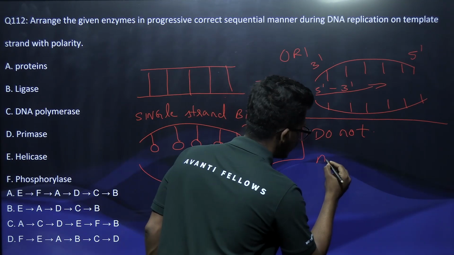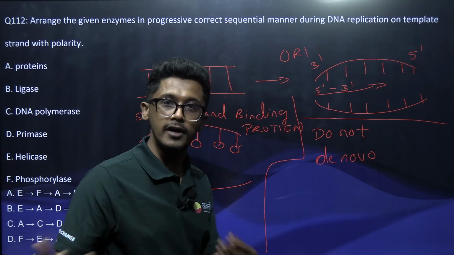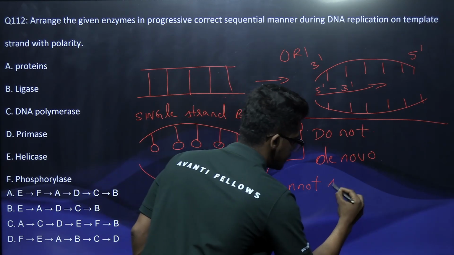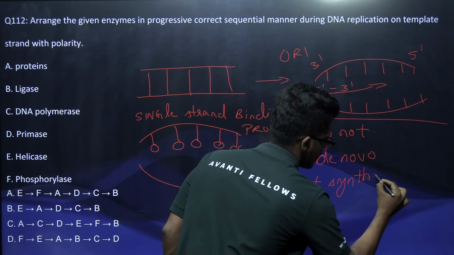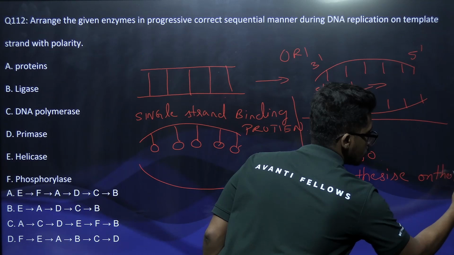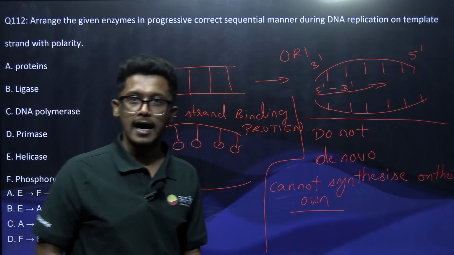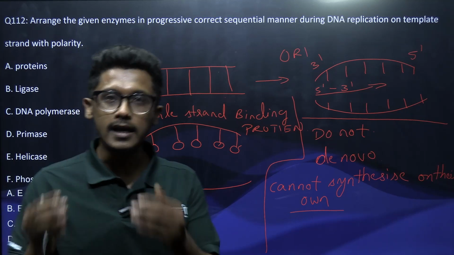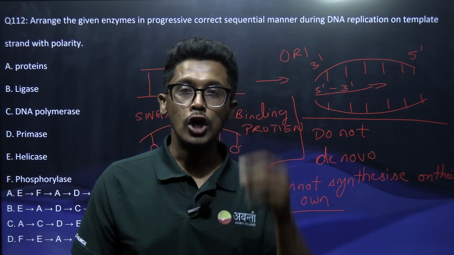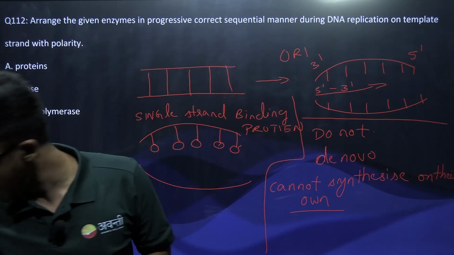Do not means they can't. What can't? De novo. We call it de novo. De novo can also be translated as cannot synthesize on their own. What does it mean? That means that the DNA polymerase requires some help. So what help are we talking about? To start the DNA replication, it requires a free 3' OH.